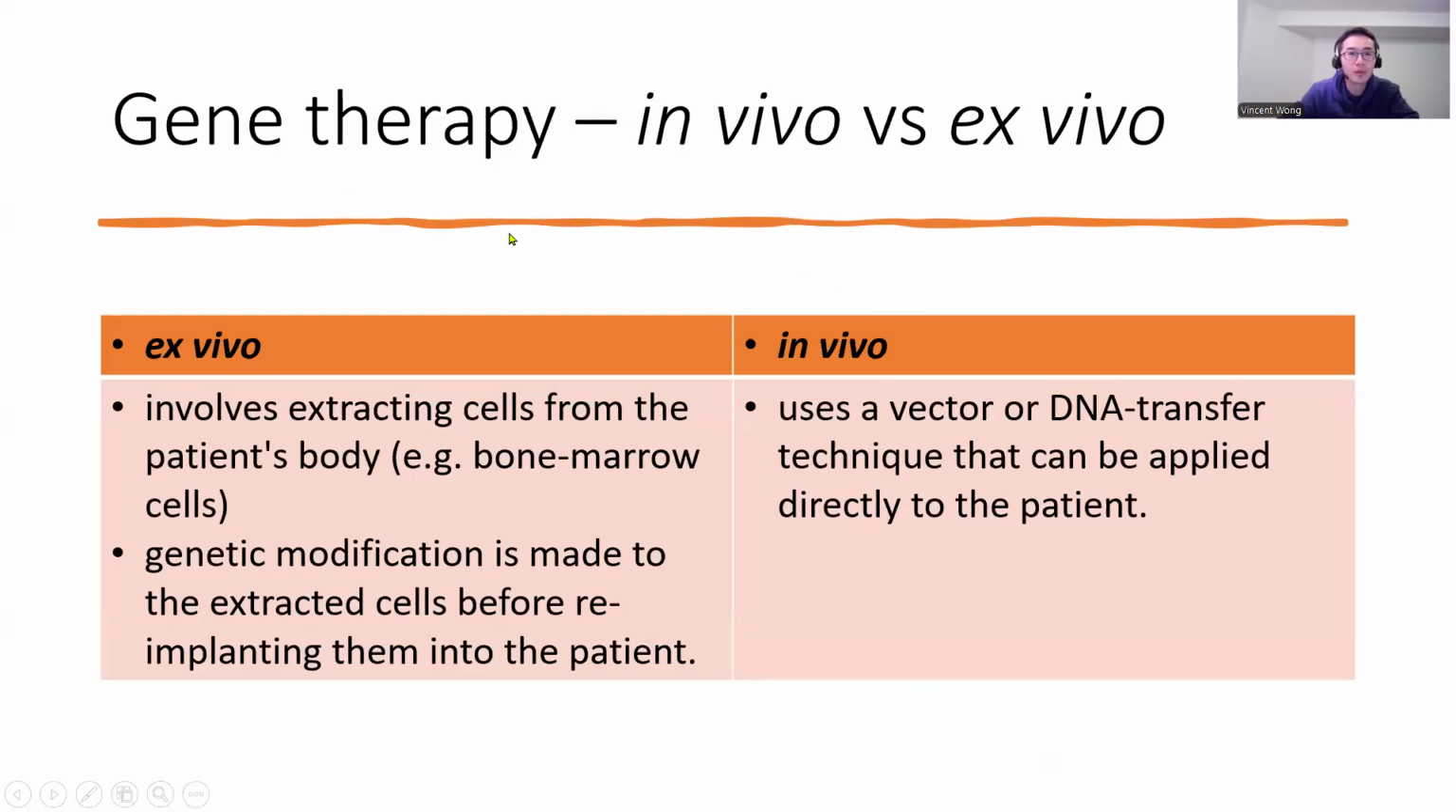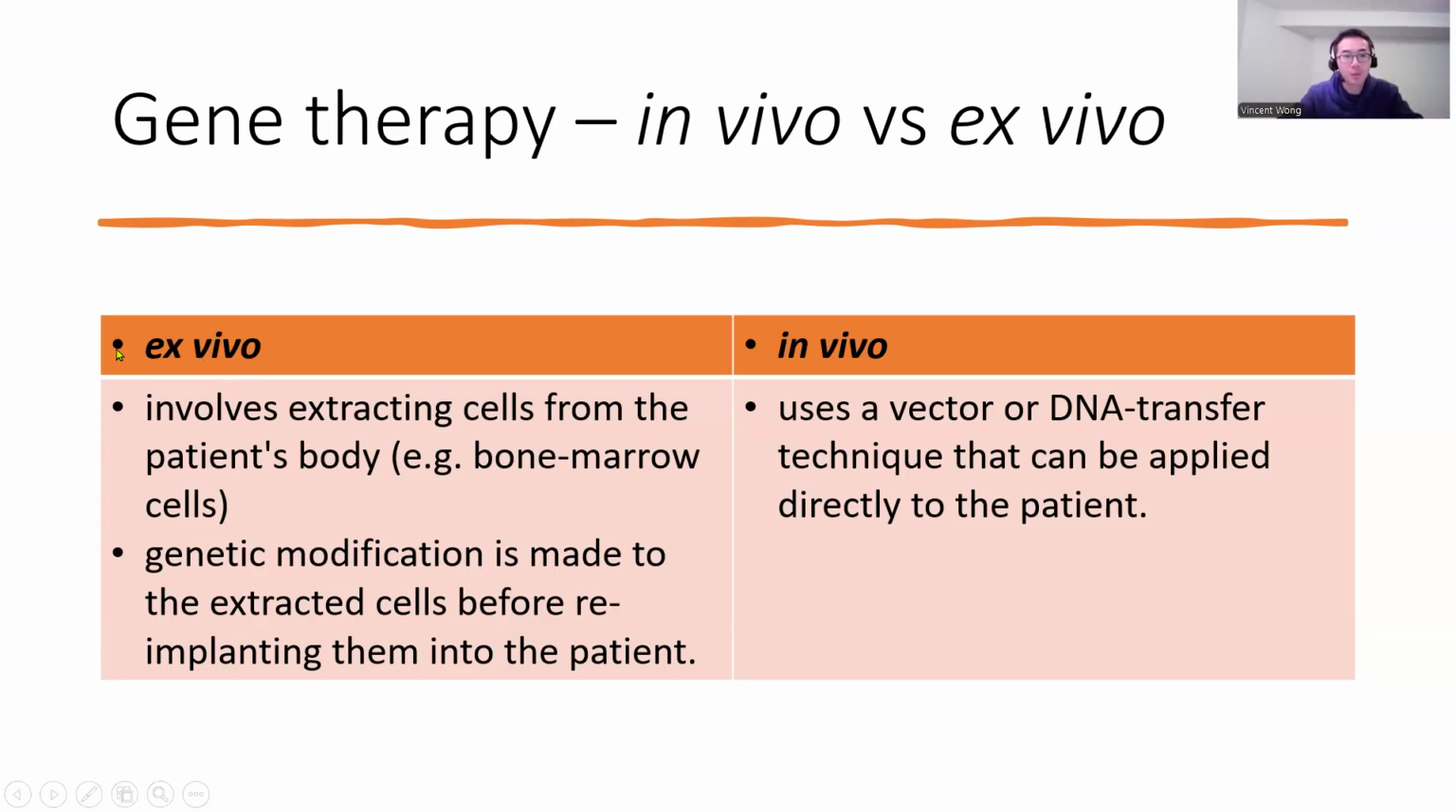Now, there are two ways to do it, ex vivo and in vivo. Ex vivo is to take the cells out of the body, change them in a petri dish, and then reintroduce them back into the body. Ex vivo means outside of the body. Vivo is the body.